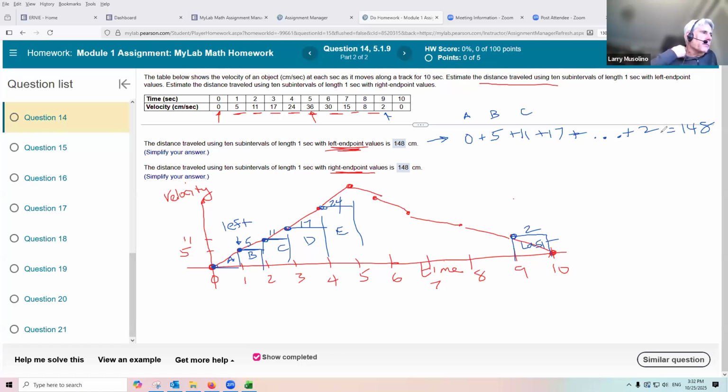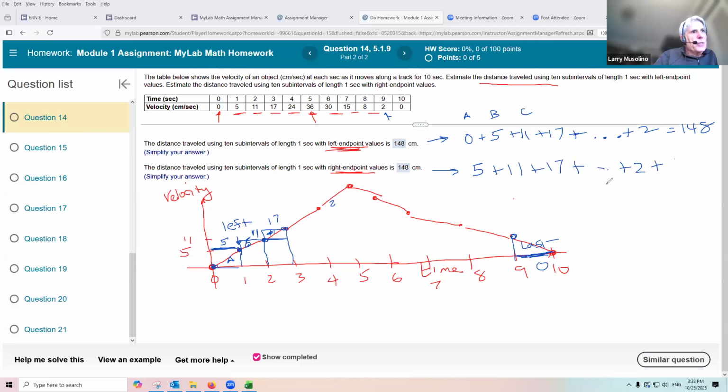All right, what about right endpoints? Well, it turns out if you use the right endpoint, you're really going to end up with a similar conclusion. Let me erase some of this, and we'll use right endpoints now. All right, well, right endpoint means when it comes to rectangle A, I'm going to use the right edge for the height. So rectangle A is going to have a height of 5. How about rectangle 2? Well, the right edge is 11, so the height is going to be 11. Rectangle 3 is a height of 17, so the height's going to be 17. And I'm going to keep going until I get to rectangle 10. The rectangle 10, if I use the right endpoint, the height is 0. So for right endpoints, I'm going to start with 5, plus 11, plus 17. I'm going to keep going, and I'm going to end up with a 0.